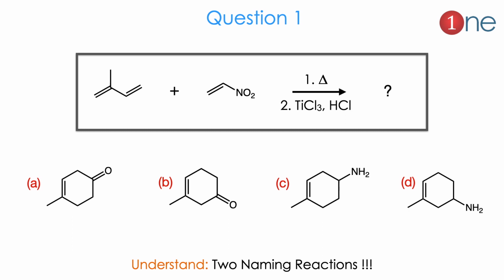Let us see question number 1. The starting materials are methyl butadiene and vinyl nitrate. Here we are using heat and titanium tetrachloride and HCl. Here they are asking you to find the product. The product is a closed ring with a ketone. Here, the position of the ketone and the position of the amine in the question matter, and you have to understand that 2 naming reactions are involved.